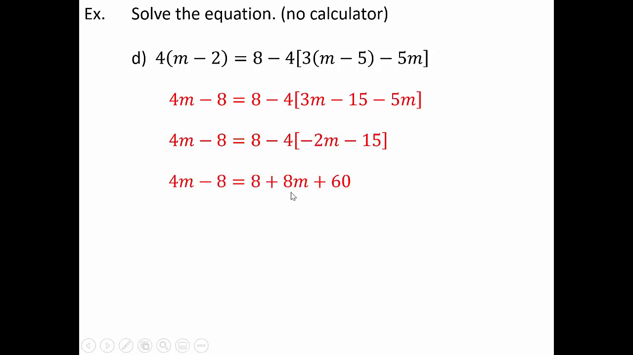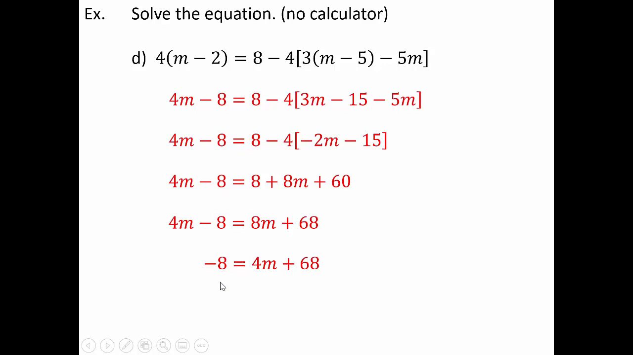Distributing negative 4 gives me positive 8m plus 60. I can then combine like terms into 8m plus 68. From here, again, I like to start with the variable, specifically whichever one's smaller. So I'll subtract 4m, and I get negative 8 equals 4m plus 68.